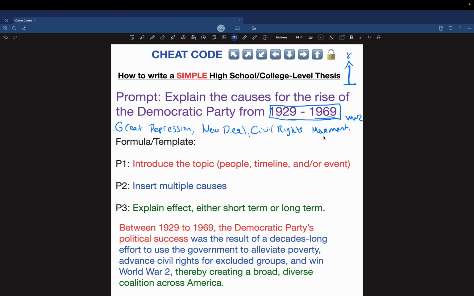And there you have it. That is a simple thesis formula. Introduce the topic, people, timeline, and event. Insert multiple causes and explain the effect, either short-term or long-term. I chose short-term for this. And there you have it. That is your cheat code.